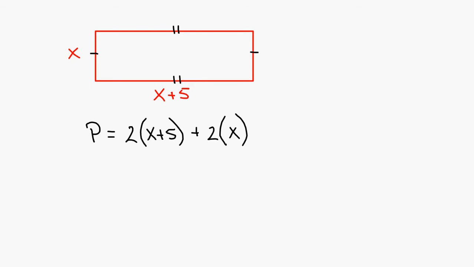You guys remember distributive property from last year? A number outside of the parentheses and a variable and a number inside the parentheses means that the 2 has to get multiplied by the x and by the positive 5. So this becomes 2x plus 10 plus 2 times x, which is 2x. So now you can combine like terms, and 2x plus 2x is 4x plus 10. There's your perimeter.